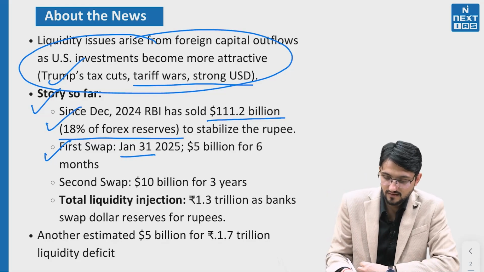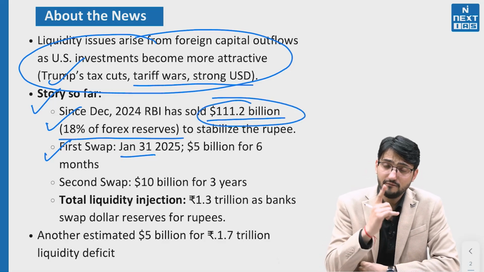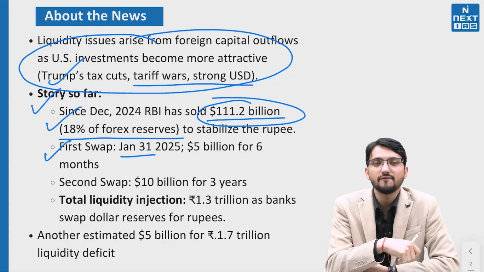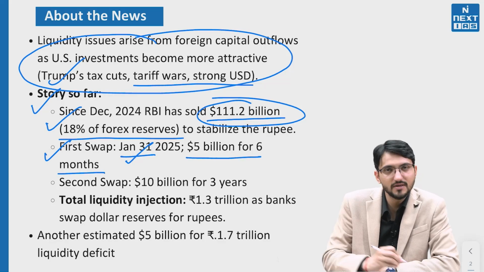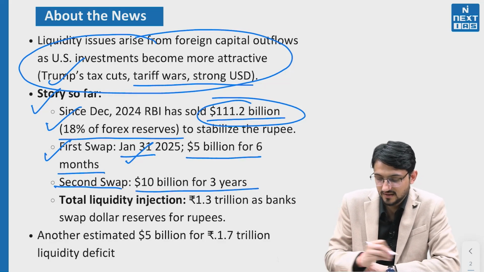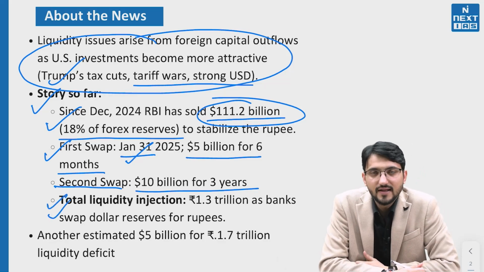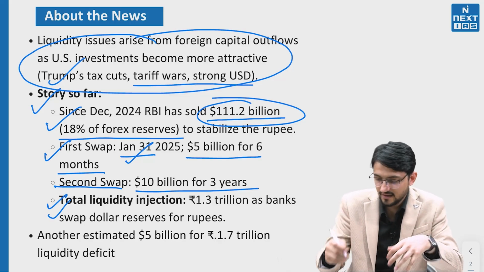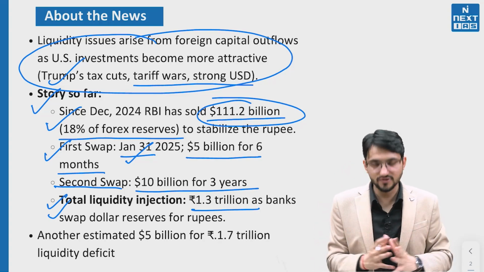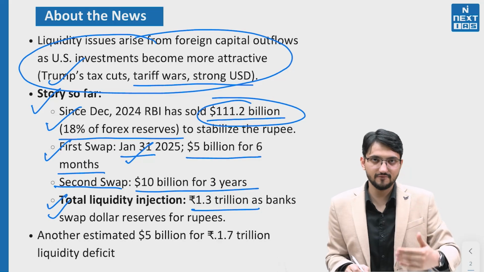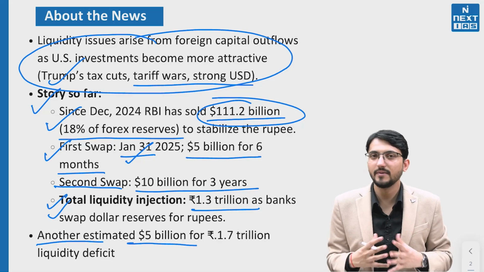So the story has been that RBI has already sold out around $111 billion, around 18% of our forex. In January, on January 31st, 2025, around 5 billion for 6 months, and second swap of this 10 billion for 3 years has taken place very recently. Total liquidity that has been injected in Indian market is around 1.3 trillion rupees, this concept I will explain in a little while. And in this concept, further, some economists say that $5 billion still will be needed.